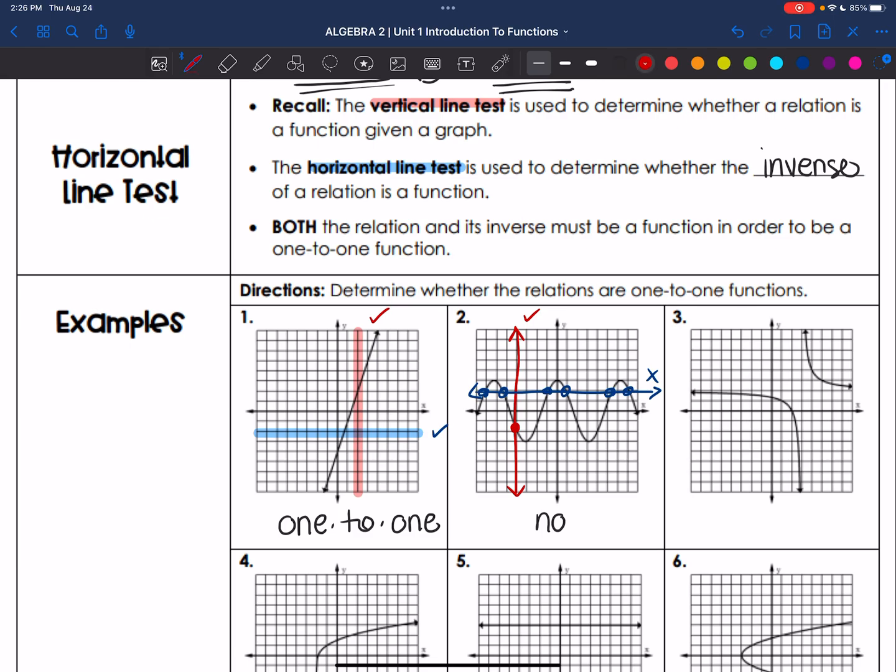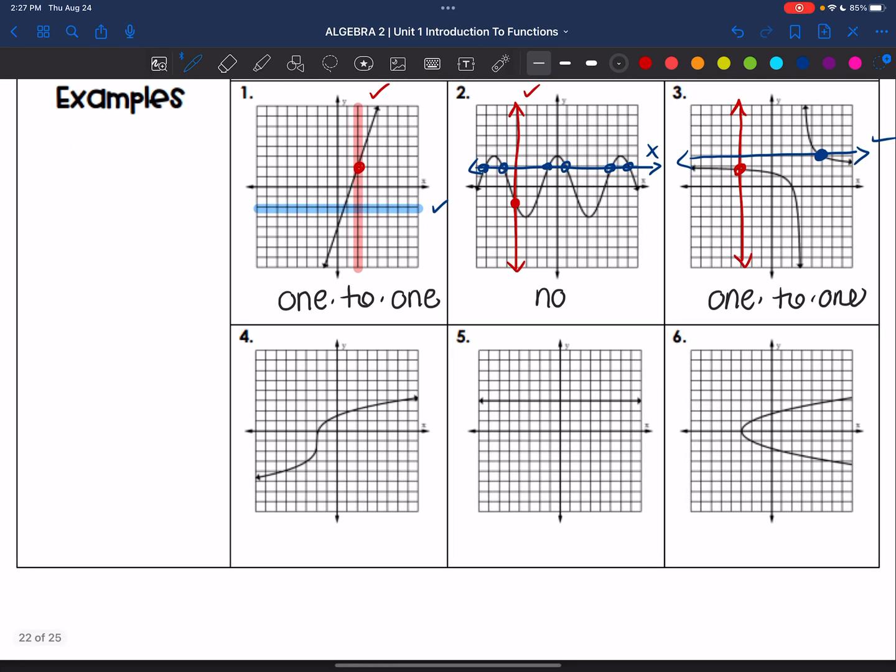How about number 3? When we run a vertical line across this, at any point, it will only touch one point, like we saw previously. So we're good there. Now, what if I run a horizontal line across this? Once again, I am only touching just one point. So this is a one-to-one function. Cool. So we've got 2 that are one-to-one and 1 that is not.